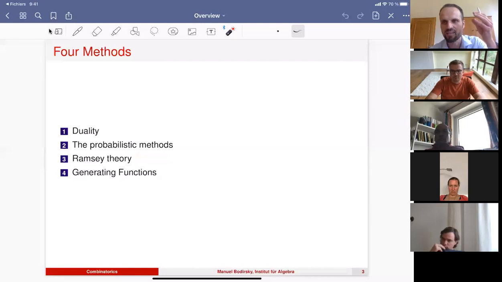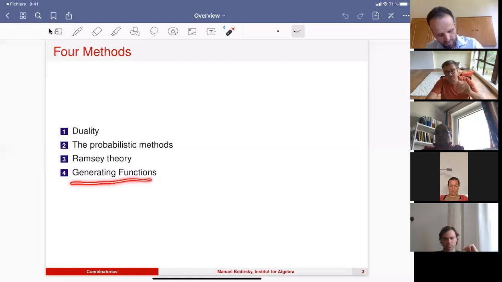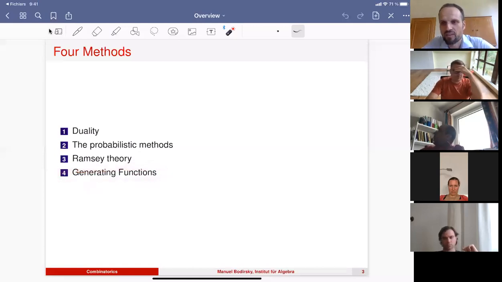The method is to see how to apply Ramsey theory to prove your problem. That's the method. And for this, of course, you have to know Ramsey's theorem. Ramsey proved a theorem which is the prototypical Ramsey-type theorem, and of course we'll cover this. And the fourth, a very beautiful topic in combinatorics, is generating functions.